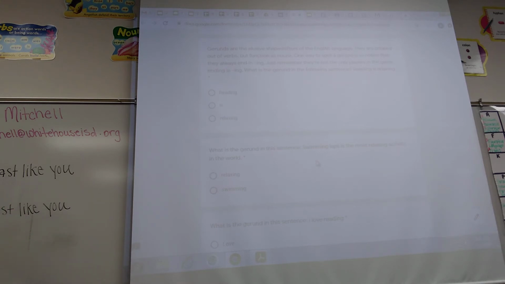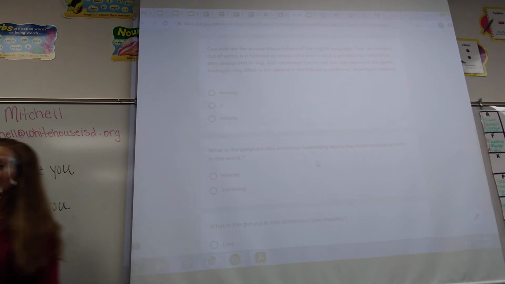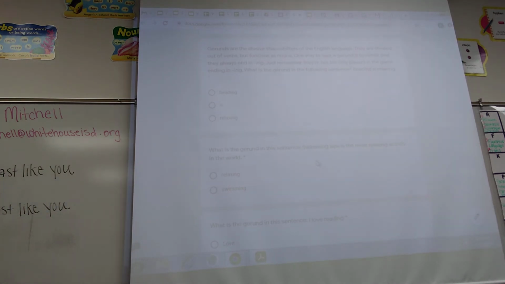Okay, look at the second one. What's the gerund in this sentence? Swimming laps is the most relaxing activity in the world. Okay, is it relaxing or swimming? Good. Swimming is the gerund. Okay, that is our gerund. Okay, it's acting as the noun. Okay, let's look at the third one.